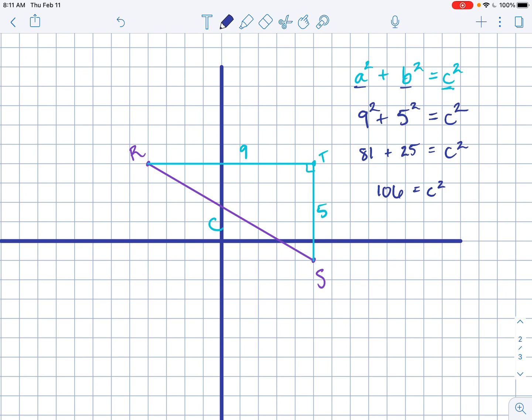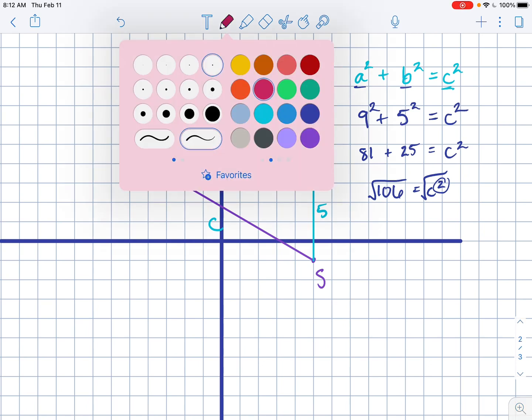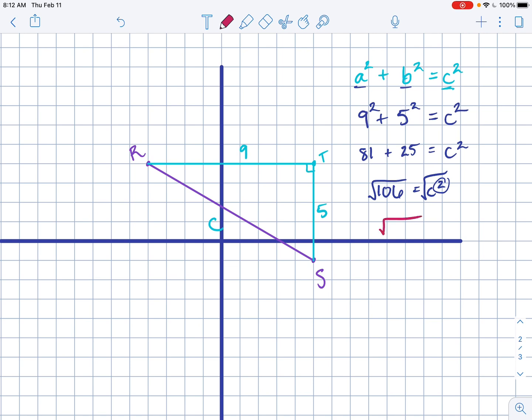To figure out what just c is, I want c to the first power. I need to do the inverse of this square. So the inverse would be taking the square root. I have to do that to both sides. Sometimes you'll be asked for the length of a segment and told to keep it as a radical. So in that case, the answer would just be radical 106, or square root of 106.